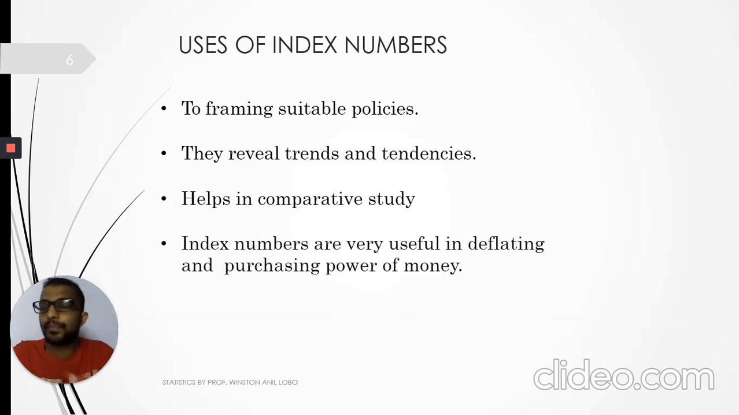Index numbers are very, very useful in deflating and in measuring the purchasing power of money. Students, what is deflation? Deflation means getting prices lower. You know what inflation is, right? Inflation means the prices are very high, sir. The prices are very high because petrol prices are high, milk prices are high, onion prices are high, vegetables, fruits, everything is high. Deflation means how to cut those costs and bring them back to normal.